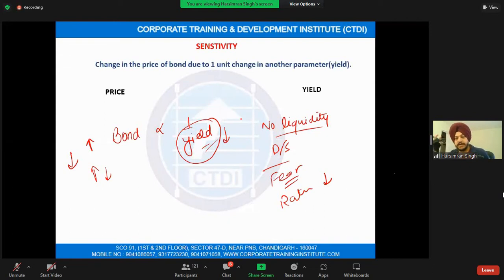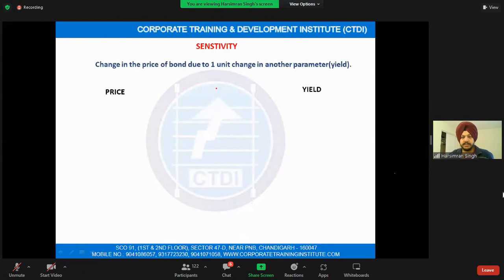See, interest rate is a major factor which impacts bond prices, but it is not the only factor. There can be other factors also. So he says change in the price of the bond due to 1 unit change in another parameter. So only 1 unit. We don't consider anything else. We just say what is the change in the price of the bond due to one other parameter. Now, let us say in our examples, we consider the second parameter to be yield.